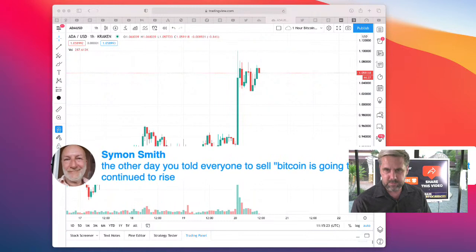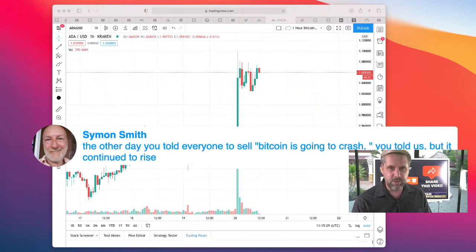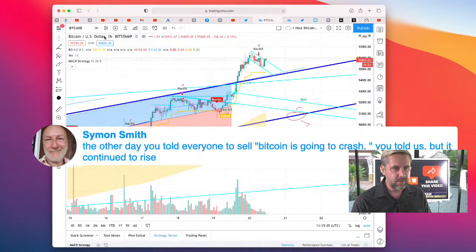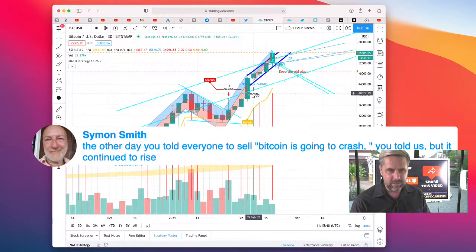The other day you told me once Bitcoin is going to crash. You told us, but it couldn't rise. Yeah, it did, because when we look at the chart, it was supposed to crash. So if you look at the 3-day again, right? Let's go back to Bitcoin. 3 days. So this is the pattern, right? And unless you believe it's going to keep going up, it doesn't make sense. Because as I said, it's an angle of growth. So your angle of growth is straight up to the moon. So it's overbought right now, in my opinion.